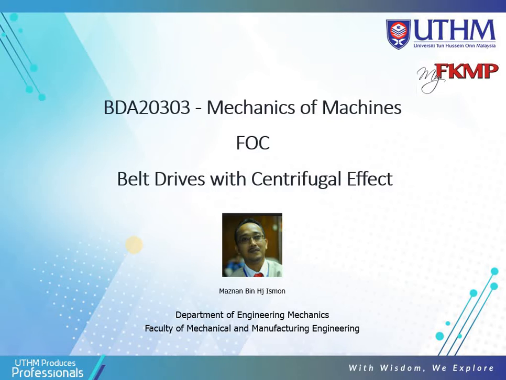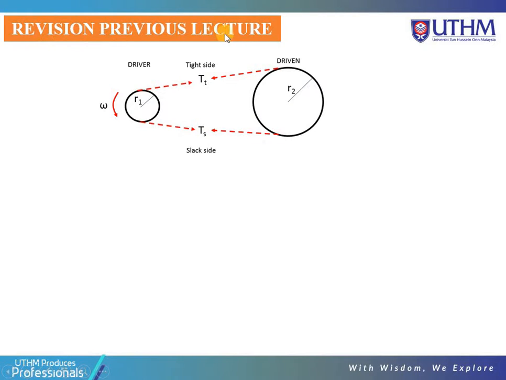We will discuss a bit today regarding the belt drive concerning the centrifugal effect. Let's revise first on the previous lecture. Like say there is a belt system, pulley R1 and pulley with a radius R2, with a tight side tension and then a slack side.